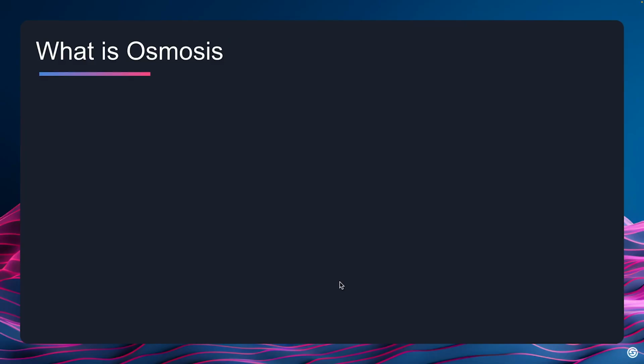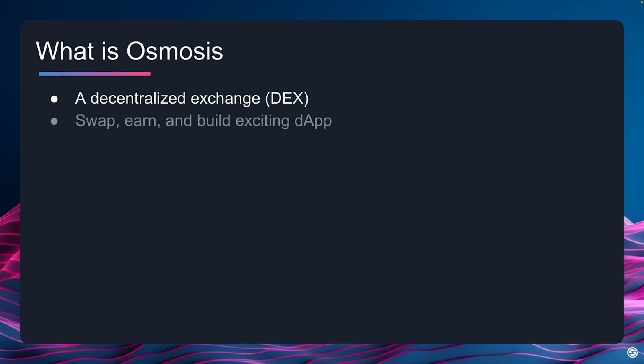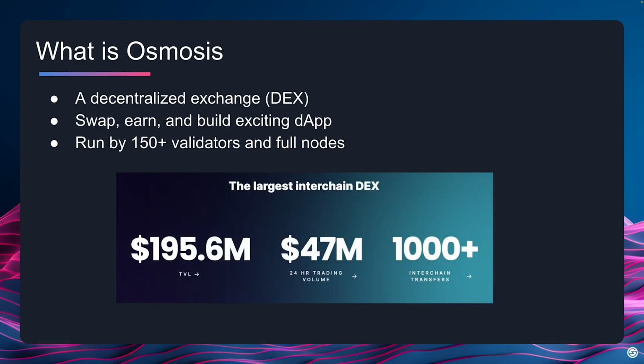First of all, what is Osmosis? Osmosis is a decentralized exchange using an advanced automated market maker protocol. You can swap, earn, and also build exciting decentralized applications. And it's also run by over 150 validators and full nodes. As the largest interchain DEX, there's just under $200 million in total value locked, with a 24-hour trading volume of around $47 million and over 1,000 interchain transfers.